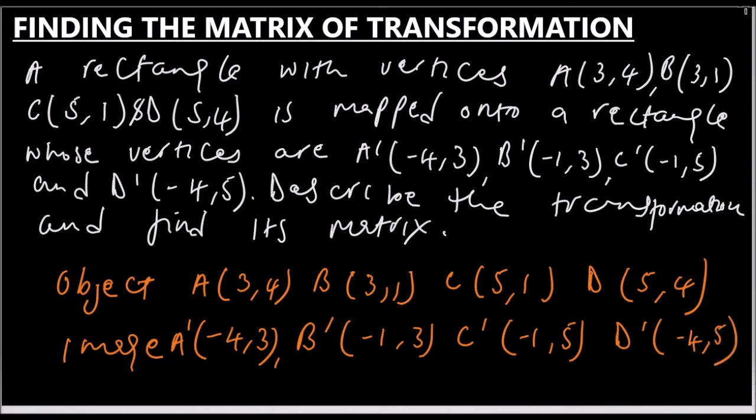So now you realize that before, we were looking for the image, whereby we were provided with the transformation matrix and the object, and we multiplied them. In this case we have been provided with the object and the image. So first of all we are going to plot the two figures, the object and the image, to be able to see the kind of transformation that is there. Then we look for the matrix.